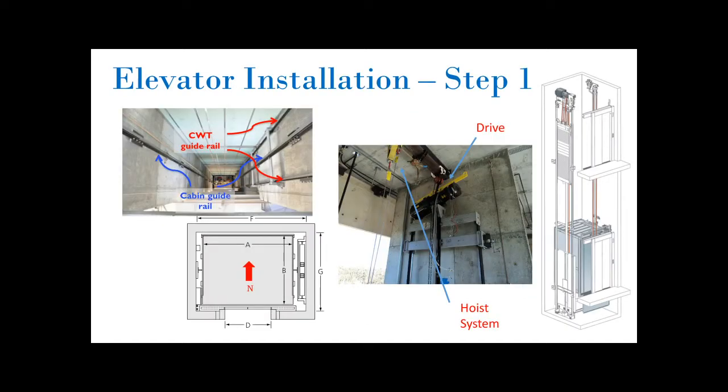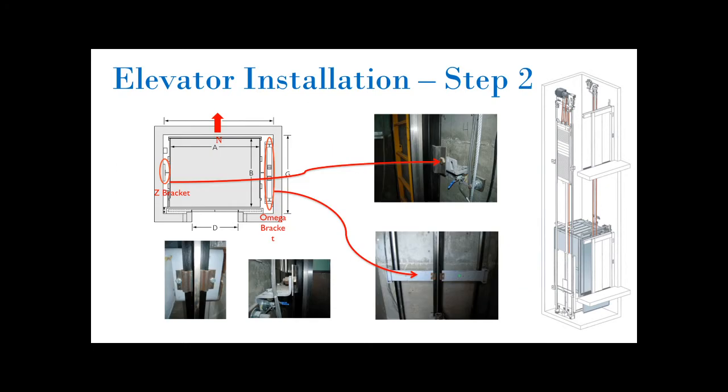When constructing an elevator shaft, there are usually 5 steps involved. The first step is to install the buffer, basework platform, and the hoist system. In this case, the hoist system for the traction elevator consisted of the electric motor. Step 2 involves installing the guide rails and brackets.